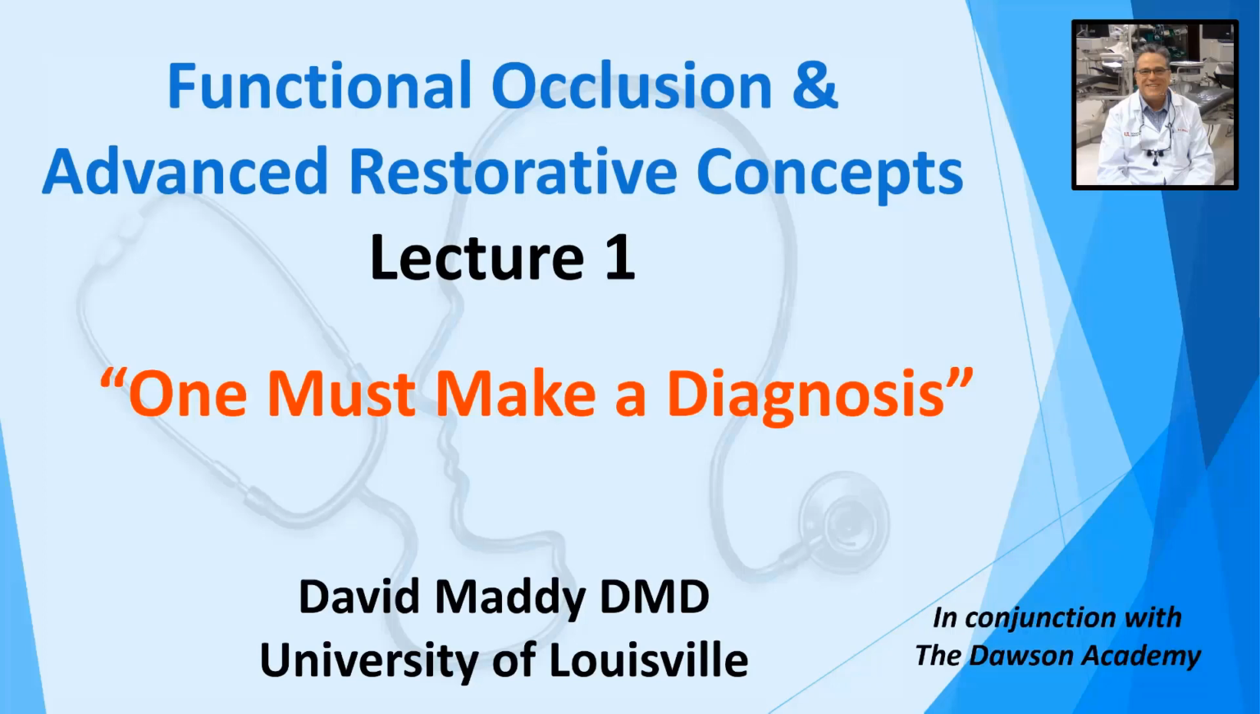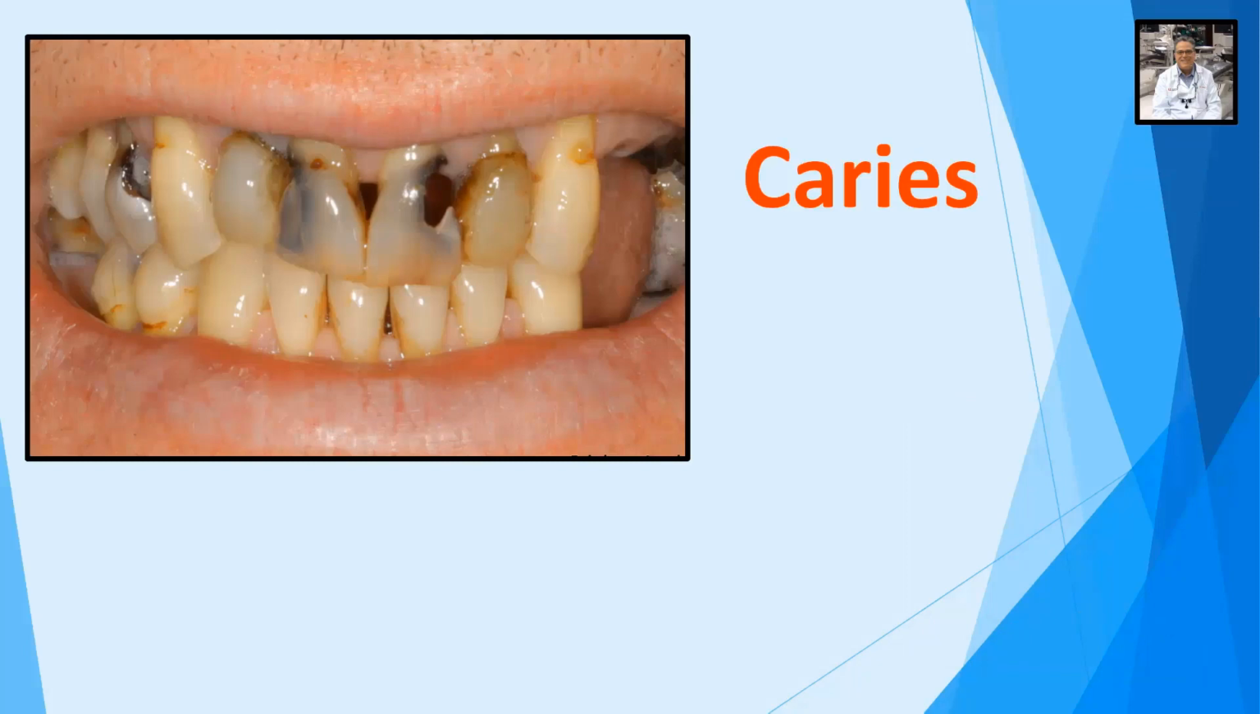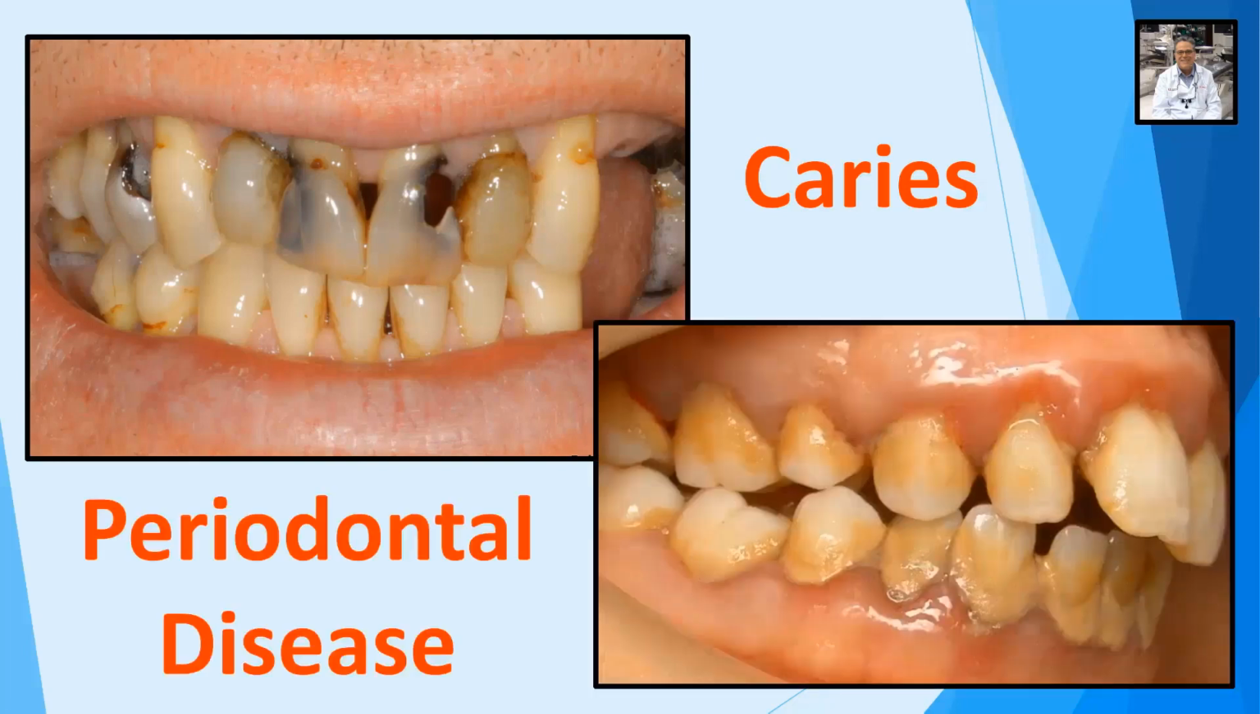Lecture number 1. One must make a diagnosis. Well, in your dental training, you have most likely already been exposed to caries. You've learned its etiology, you've learned how to identify it, you've learned maybe some of the treatment options that are available. You've also learned about periodontal disease in detail, its etiology, its diagnosis, its signs and symptoms, possible treatment options.